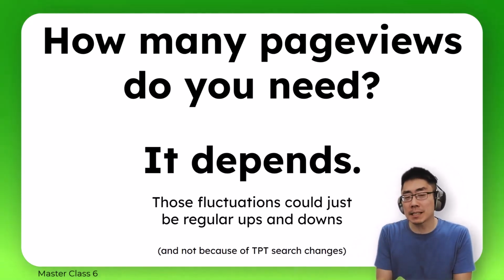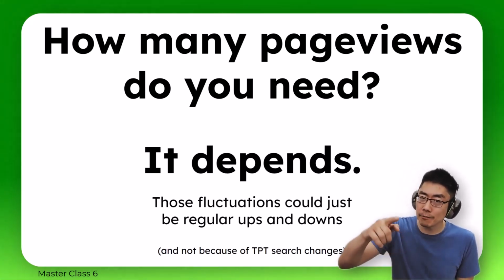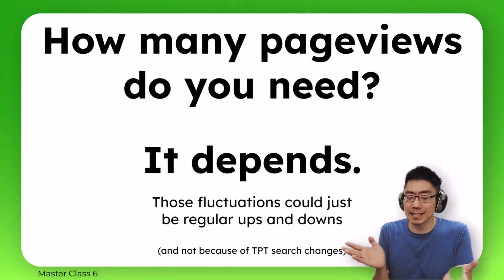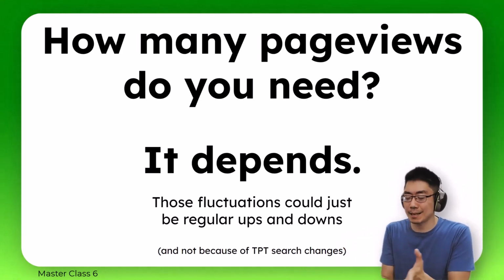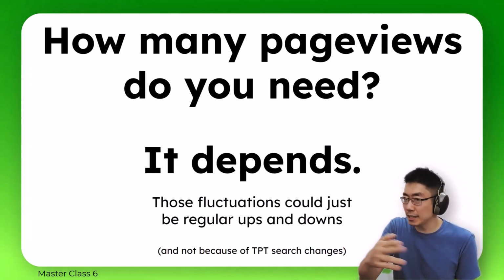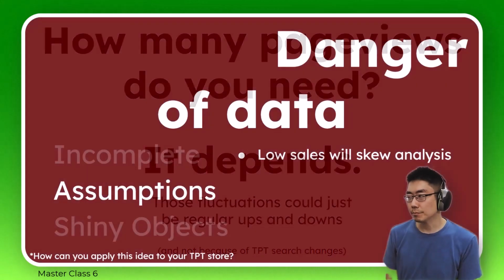But as TPT sellers, we just have to remember that there are going to be fluctuations up and down. And those fluctuations just could be because of random noise, right? Random data sampling noise, and not because of anything that TPT is doing or anything that we did. It could just be random fluctuations.